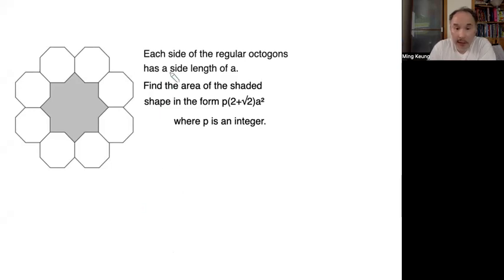And the question reads, each side of the regular octagons has side length of A. Find the area of the shaded shape in the form of P brackets 2 plus root 2 close bracket A squared, where P is an integer. Well, just so we understand what's going on, we want to work out this area here. And we've got side lengths of these regular polygons that are all A. So we've got a whole load of these A's splattered everywhere.